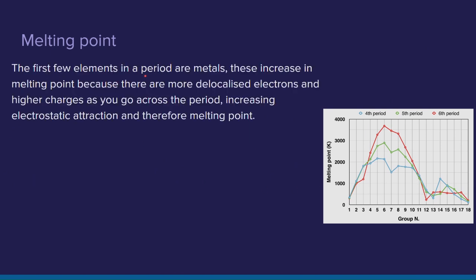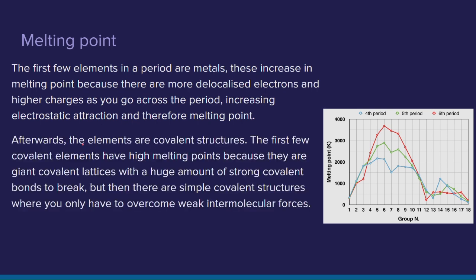So first, melting point. The first few elements in the period are metals, because those are the positive ones. They increase in melting point as you go across the period because there are more delocalized electrons and higher charges, so that increases the electrostatic attraction, increasing the melting point because you've got to break more forces.